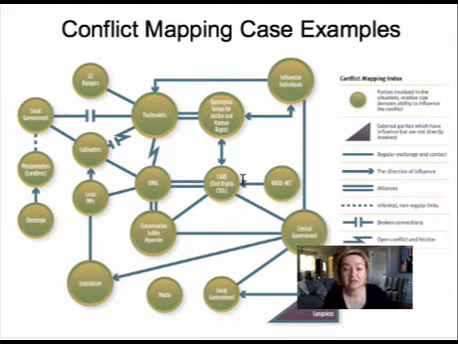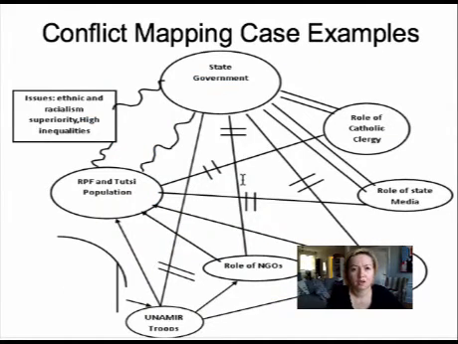Here is another conflict mapping example. Again, you have the index, which shows you the relationship between parties, and you can also have relationships between different issues, different results, outcomes, and so on. Another case: see here you have the roles, not just the parties, but the roles of the parties.